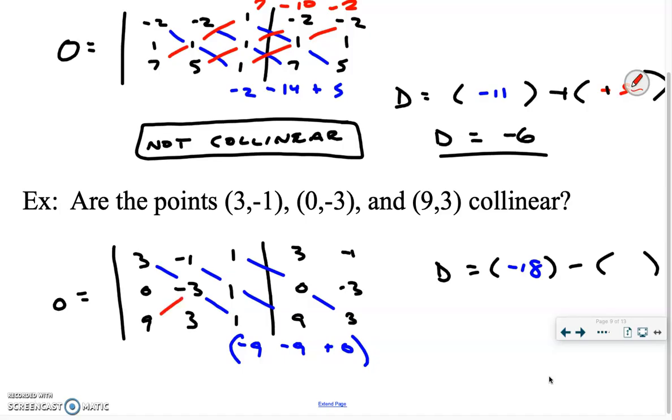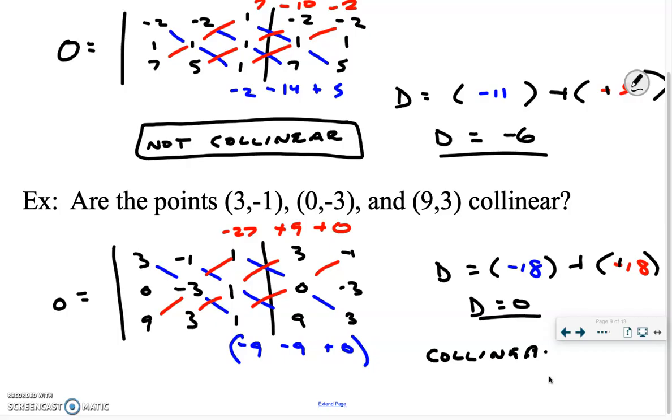Multiplying diagonally going up: 9 times -3 times 1 is -27, 3 times 1 times 3 is 9, 1 times 0 times -1 is 0. Also gives me -18. So in calculating -18 minus -18, now we have it. D is 0. We get the target. So yes, these are collinear.